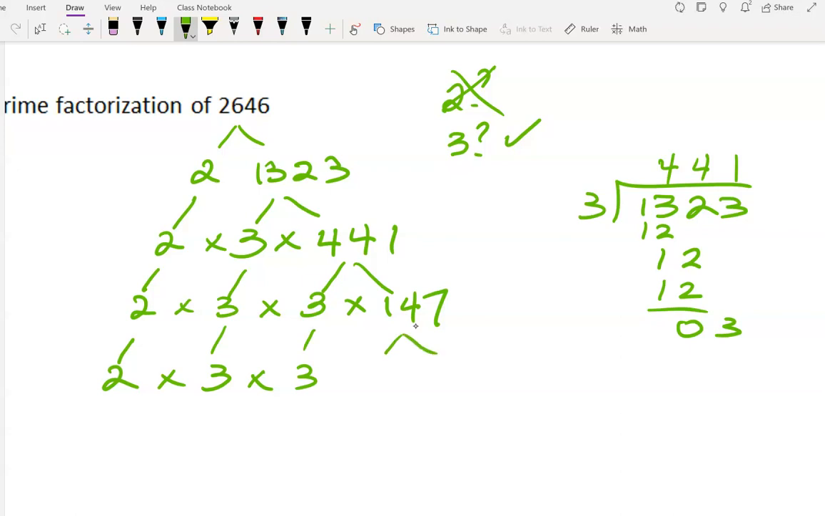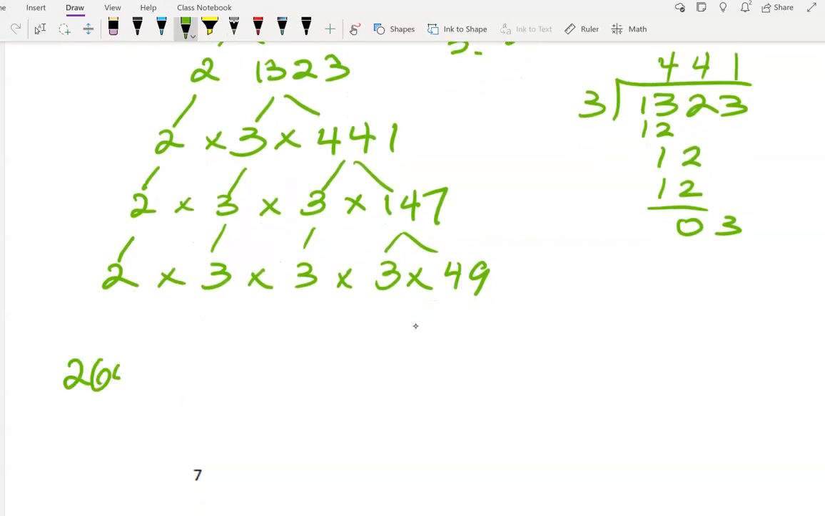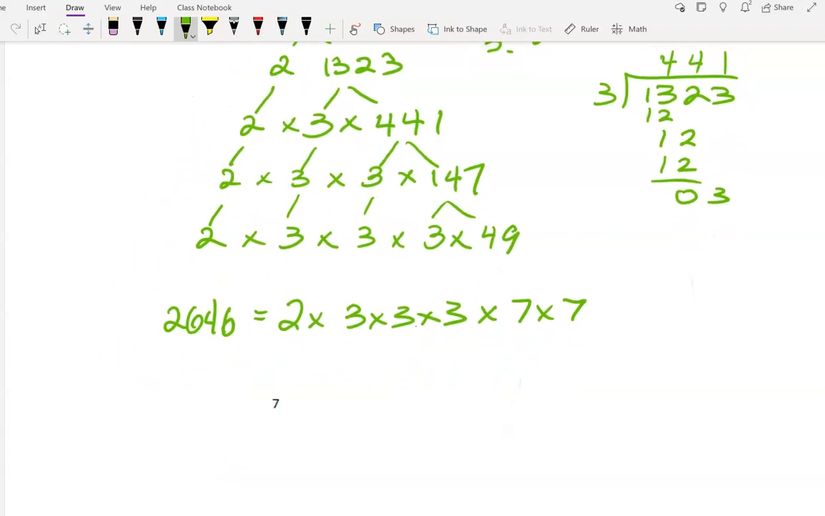Is 147 prime? Well, 2 does not go into it. Does 3? Well, 1 plus 4 is 5, plus 7, that's 12. Yes, 3 again will go into 147. It will go in 49 times. And now you should say, hey, 49, I recognize that. Okay, so I can write 2,646 as 2 times 3 times 3 times 3 times 7 times 7.